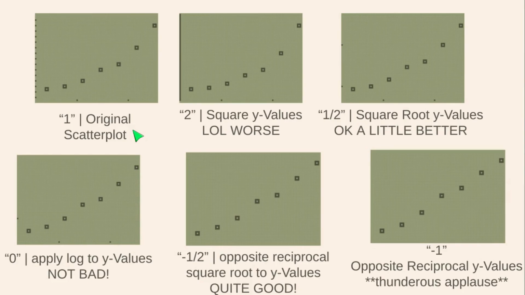So here is my original scatter plot, and obviously it's not that great. We square the y values and it actually gets worse. Then we apply a square root and okay, we're moving in the right direction. Then we apply a logarithm and that's not bad. That is certainly linear. Then we try the opposite reciprocal square root and that's quite good. But the winner of this selection of data transformations is the most potent one of all.